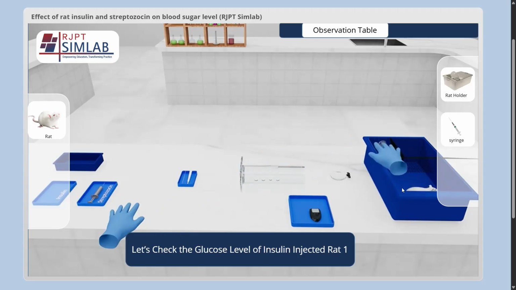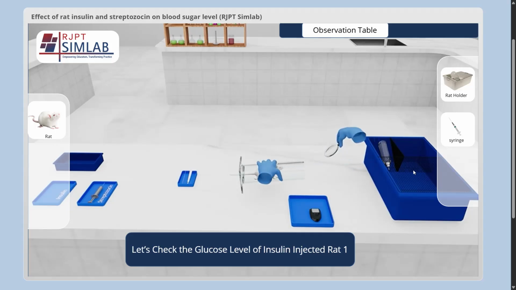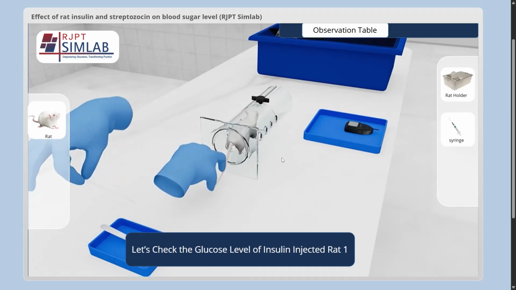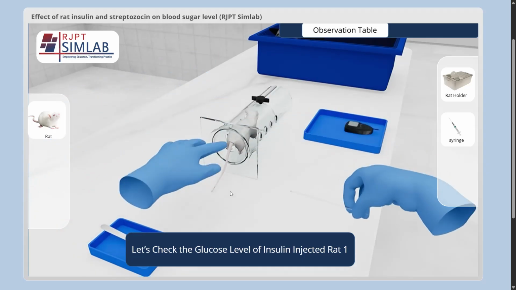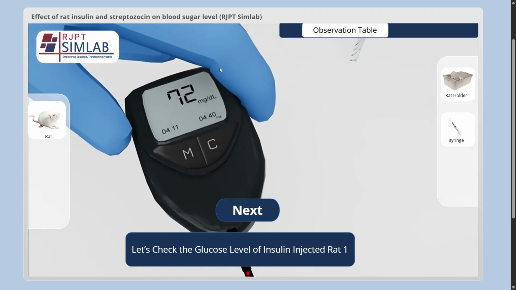We will take our rat out of the rat's cage. We have to perform this very carefully so that the rat does not get scared or panicked. We will place it inside this, and with the tail snip withdrawal method, we will take out the blood and then place it inside the glucometer. The blood glucose level is shown as 72, which is a decreased value because of the insulin.